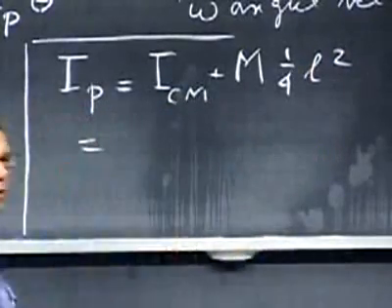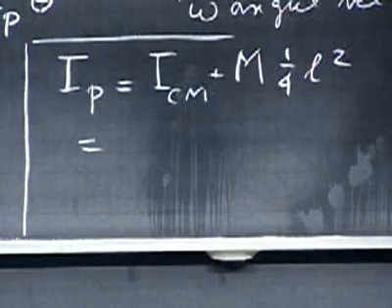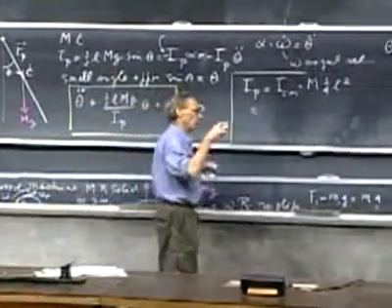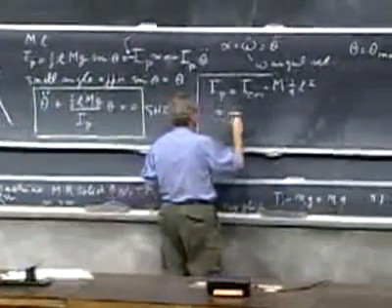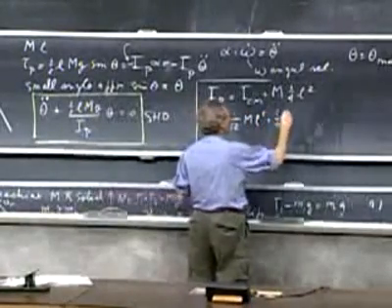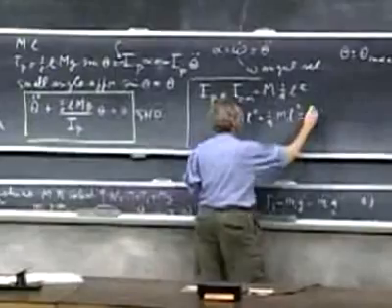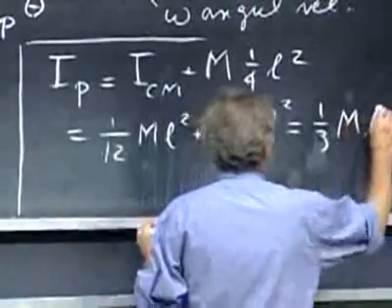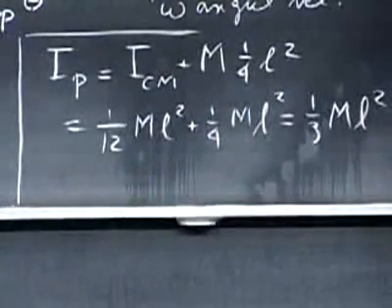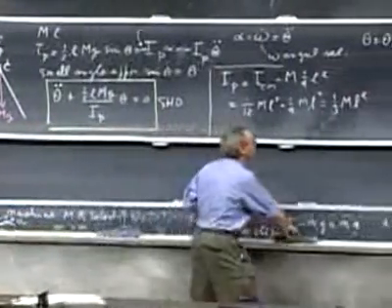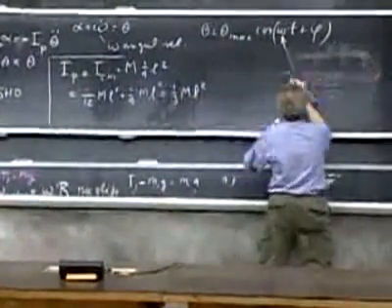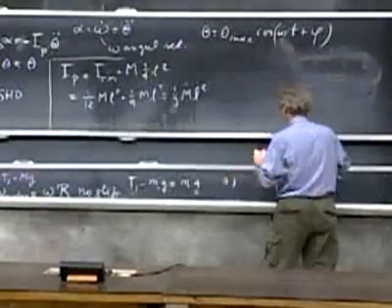I look up in a table what the moment of inertia is for rotation of a rod about its center. The rod is perpendicular to the axis, and that is 1/12 mL squared, plus 1/4 mL squared gives me 1/3 mL squared. So I know now what I of P is, and so now I can solve for the value for omega, the angular frequency. I'll do that here so that we keep everything on one blackboard.